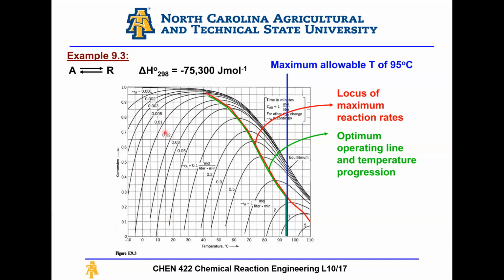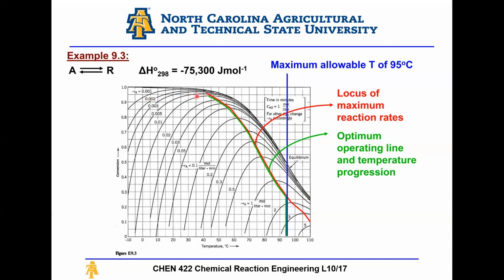And then all of these smaller curves represent your conversion versus temperature at different reaction rates, right? So if my reaction rate is 0.05, my conversion versus temperature will look like this. If my reaction rate is 1, my conversion versus temperature will look like this, etc. So these lines are conversion versus temperature at different reaction rates. At the very top is conversion versus temperature at equilibrium, or at a reaction rate equal to 0.